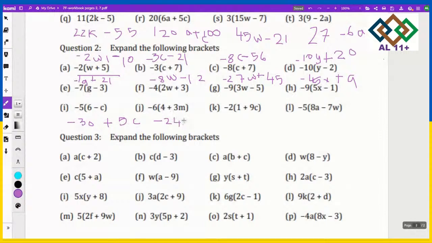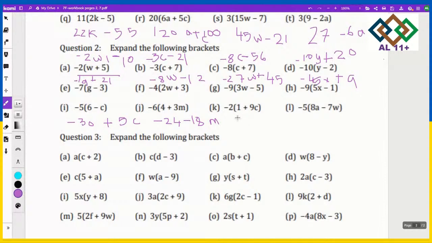Plus and minus will become a minus 18M. So I hope you all are getting how to do the minus stuff, because the minus thing is something you have to be careful about when you're doing this.